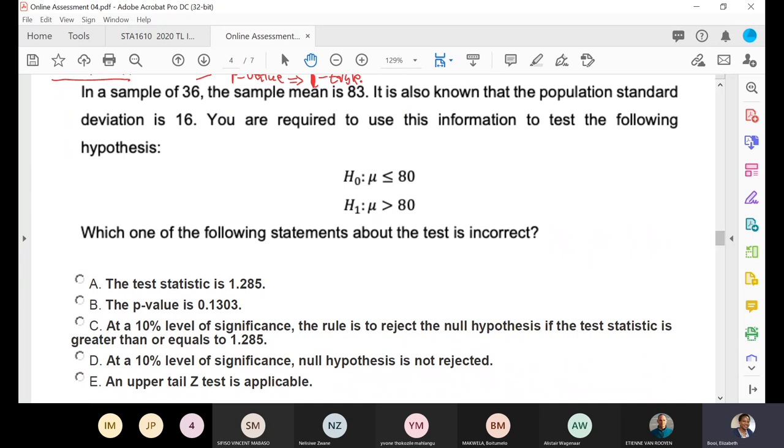In a sample of 36, the sample mean is 83. It is also known that the population standard deviation is 16. You are required to use the information to test the following hypothesis, given that the null hypothesis is equal to 80 and the alternative is greater than 80. So we're doing a one-tail test, which means there is one region of rejection. The critical value we're going to find by using alpha and so forth. They have given us the population standard deviation, so we're going to do the Z hypothesis test. Which one of the following statements is incorrect? So we're looking for the incorrect statement.